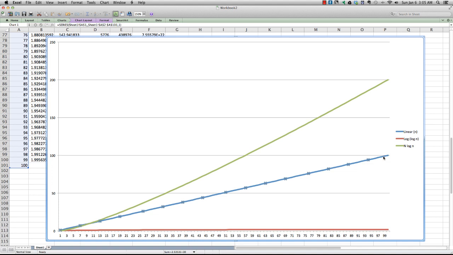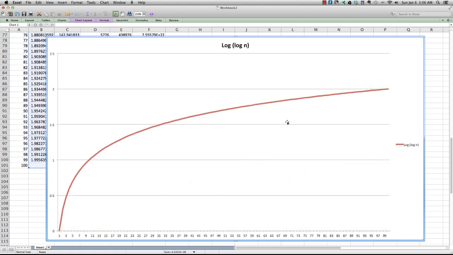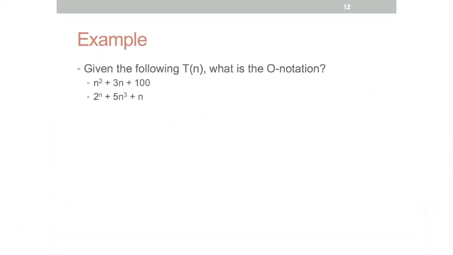You can also see here that the n log n has lower values compared to linear when n is less than 10. But since we're taking the limit as n approaches infinity, this does not concern us. And lastly, the slowest growing part of a function is log n. This graph is actually quite similar to the square root function. Let's look at more examples.